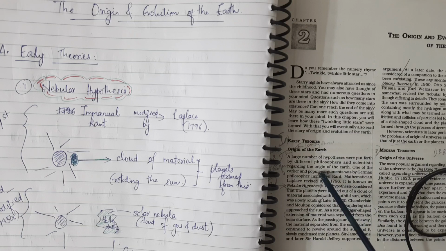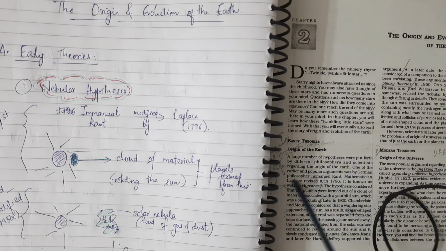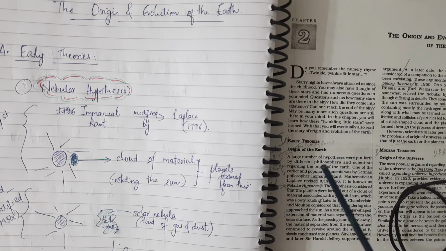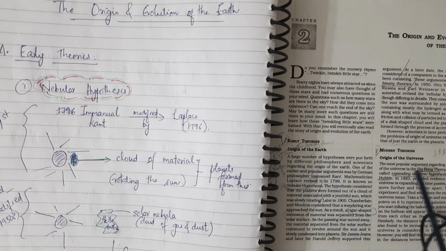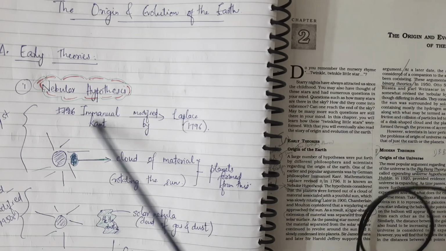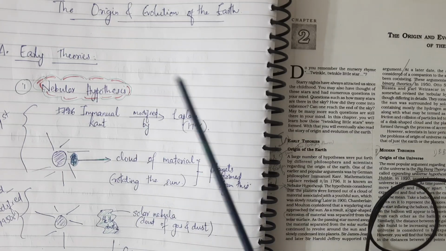This portion mainly tells about the various early theories regarding the origin of Earth. Actually, you can make this into two parts: one is the early theory, and the next is the modern theory. The early theory is about the origin of the Earth, while the modern theory is about the origin of the universe itself. Whatever is told in this portion, I have made into a note. First is the early theory. There are two theories.